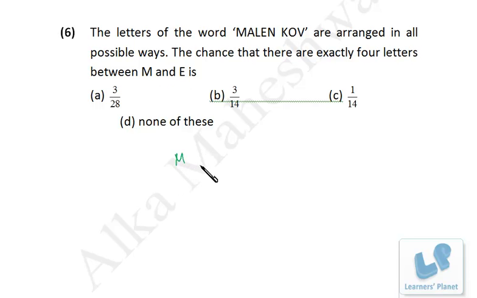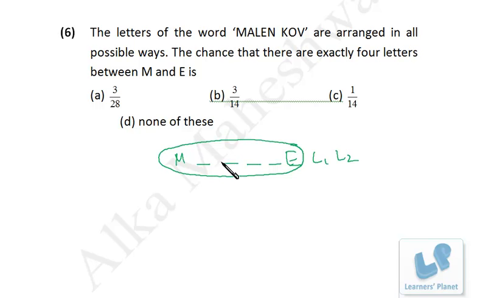So what I do, M, 1, 2, 3, 4 and E, right? Then we have how many letters? 1, 2, 3, 4, 5, 6, 7, 8. Now we have these 6 letters and 2 more letters, say letter 1 and letter 2. Now I just take the block as 1 letter, because we want 4 letters in between M and E, and this is 2 and this is 3, right?